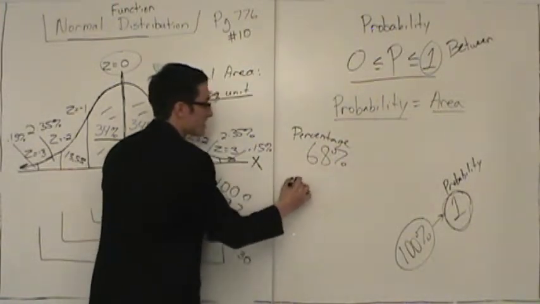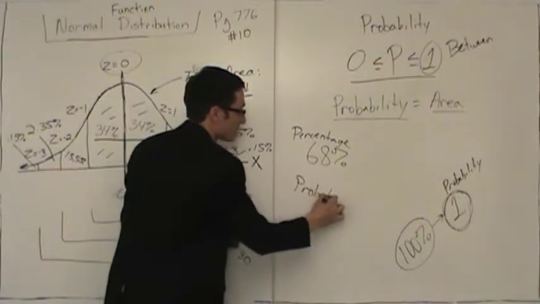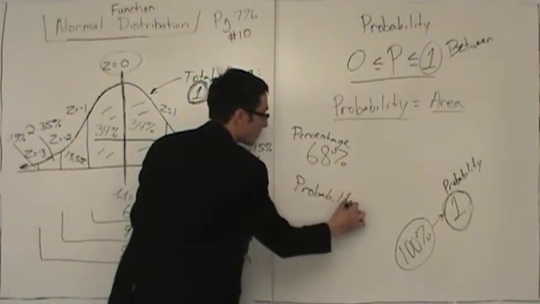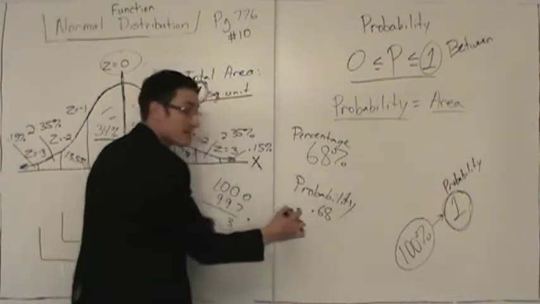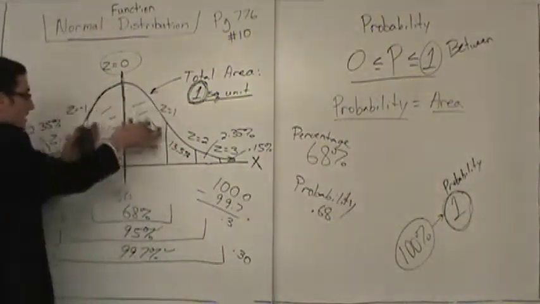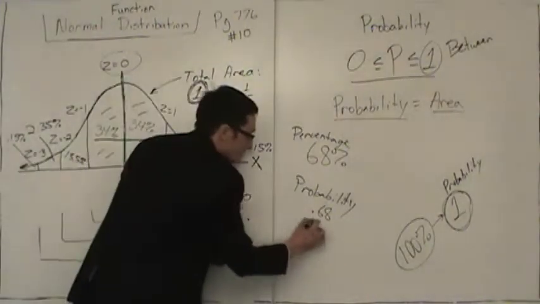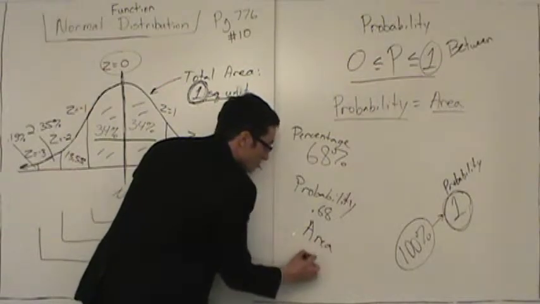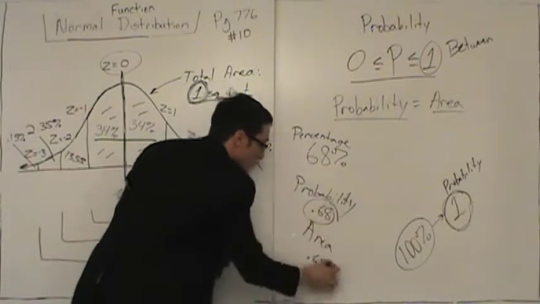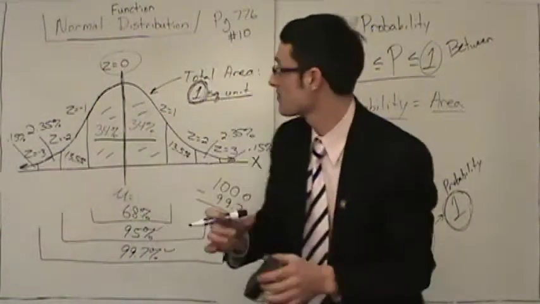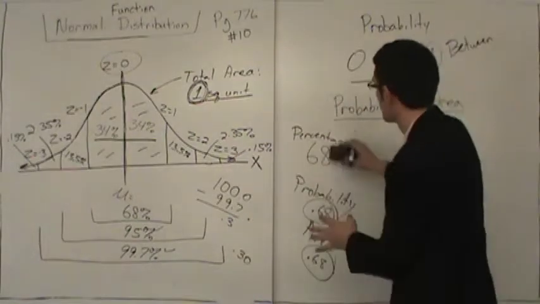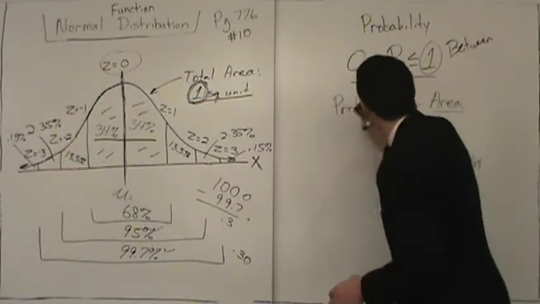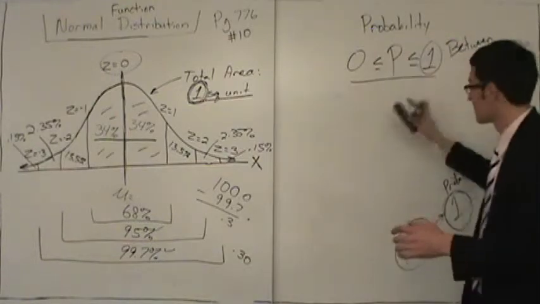And now we're going to convert percentage to probability. What is the probability? Probability is 0.68. And what is the area of these 2 regions? The area is also 0.68. So we see that the probability and the area are the same thing. This is what I need you guys to see right away. Again, probability is a value between 0 and 1.